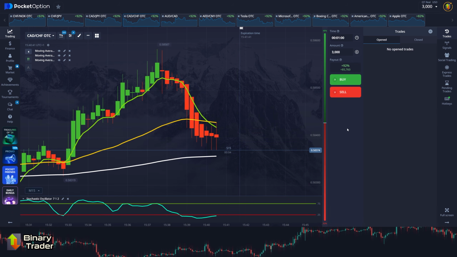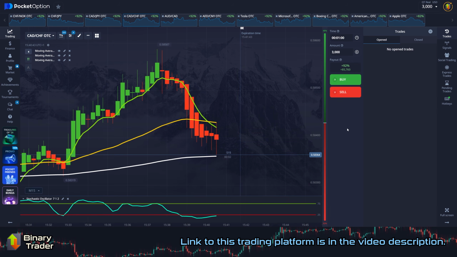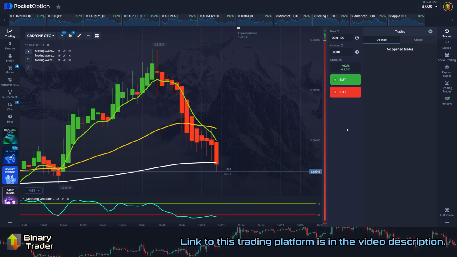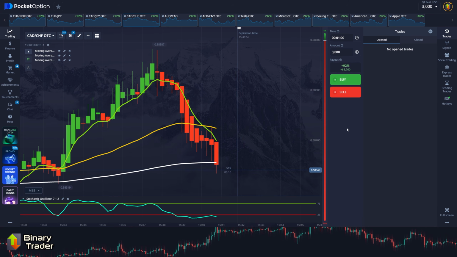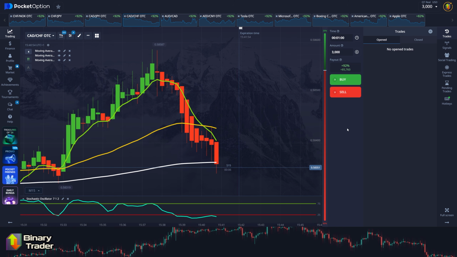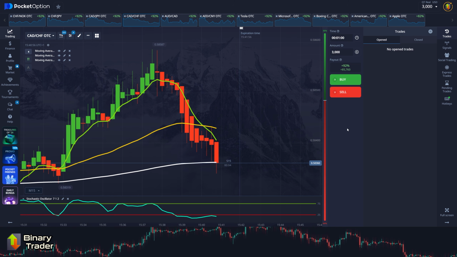A setup might form here. I wait until a candle closes below the 200 period moving average. There was a recent cross of the other moving averages. The green one crossed below yellow. Stochastic is below the 25 level for a while. These confluences support our signal.